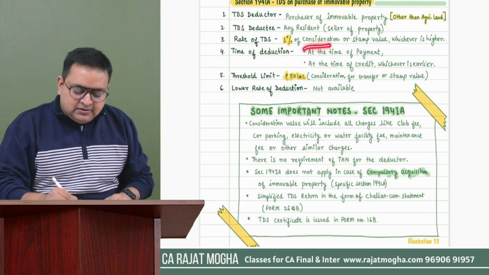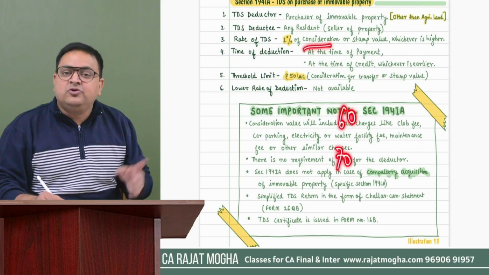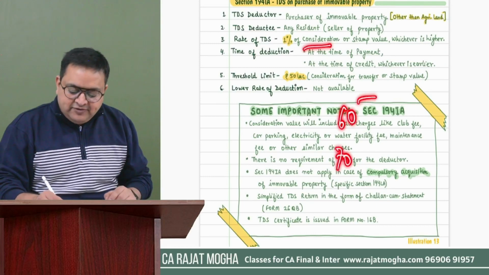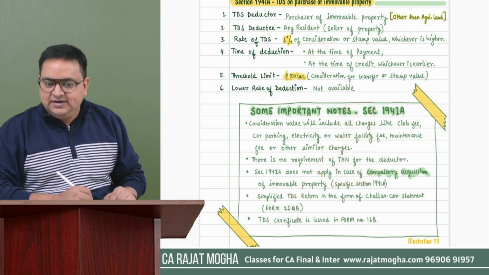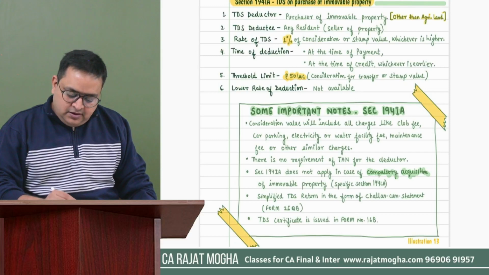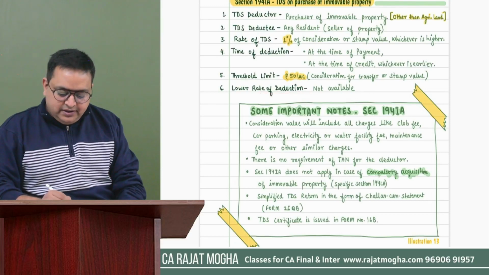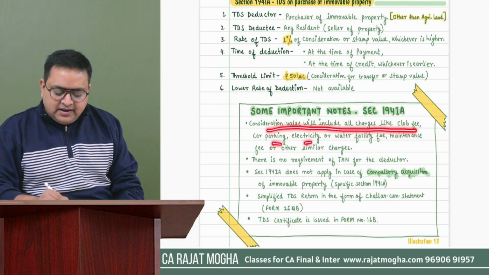Let's say the amount you are paying is 60 lakh rupees, but the stamp duty value is 70 lakh rupees. So on whichever is the higher amount, 70 lakh rupees, you have to deduct 1% TDS. Correct? Lower rate of deduction is not available over here. Consideration value will include all charges like club fees, car parking, electricity, water facility.